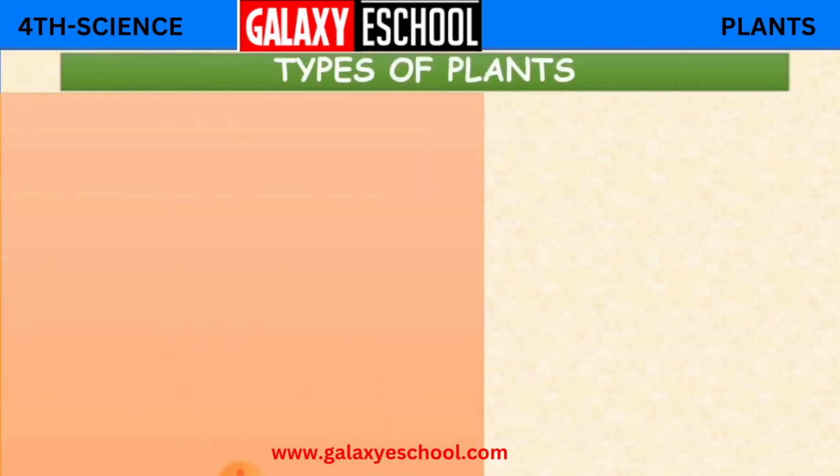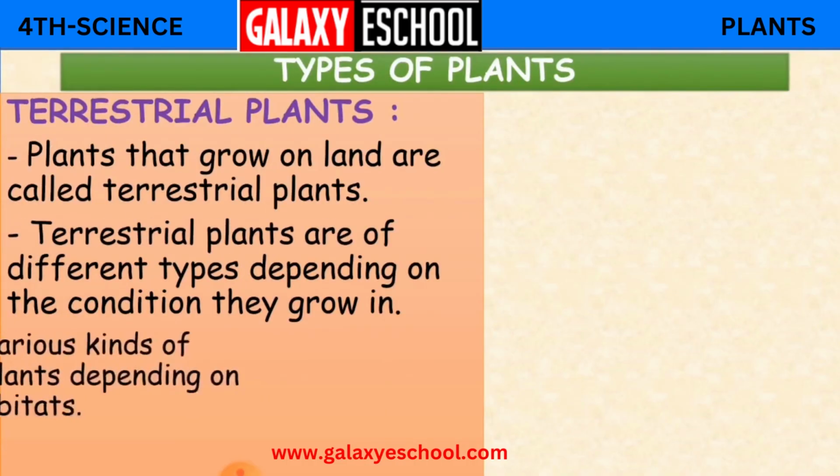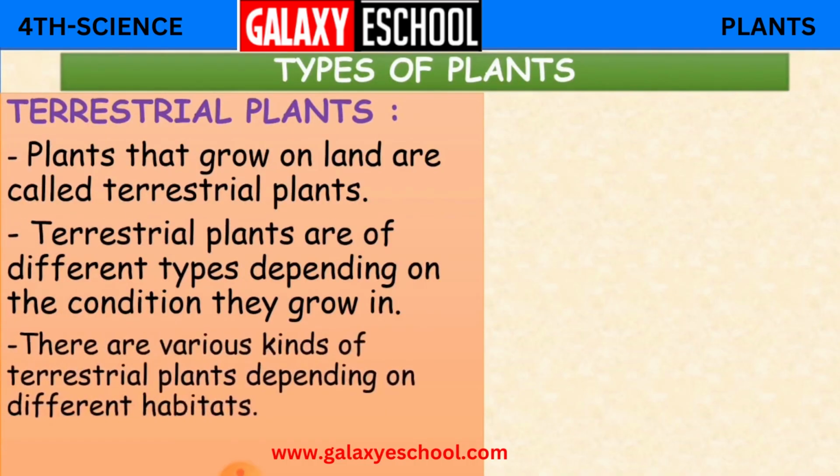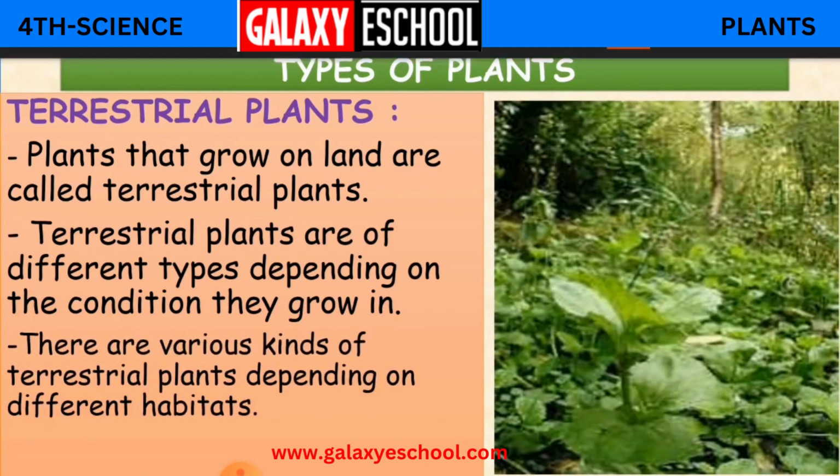Now, what are the types of plants here? We are having so many types of plants. We'll learn one by one. The first one is terrestrial plants. Terrestrial plants. What do you mean by terrestrial?